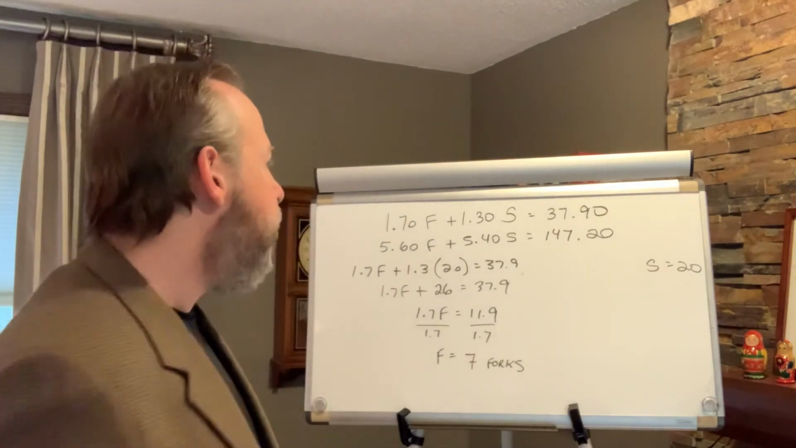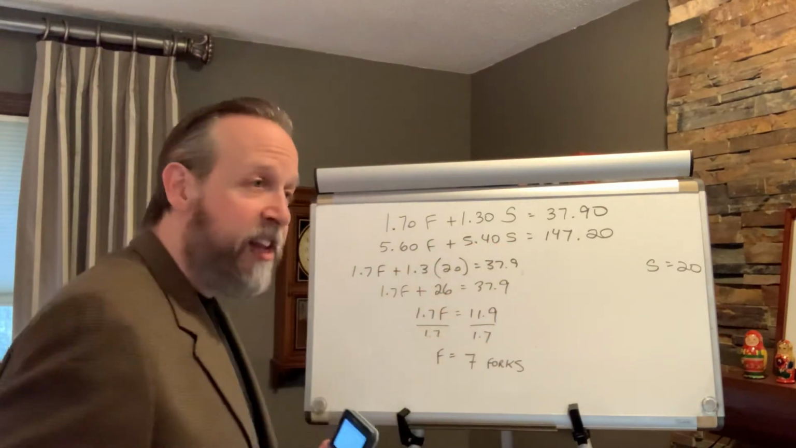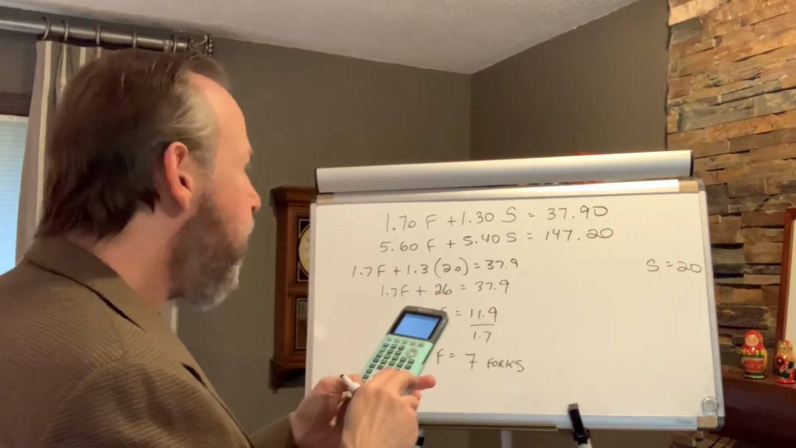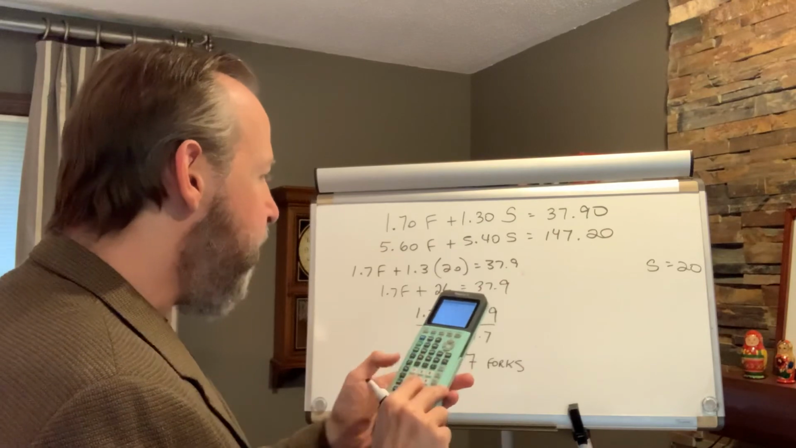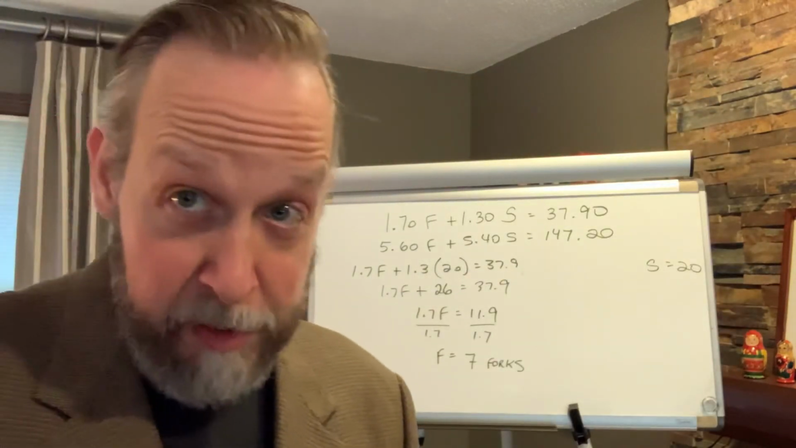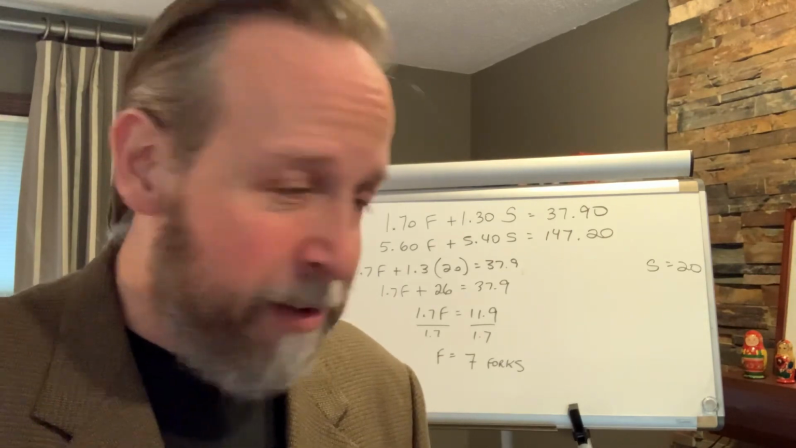If you want to make sure it works, you could plug 7 for F and 20 for S in the second equation, and let's see what you get. I get 5.6 times 7 plus 5.4 times 20. Let's just hope we get 147.2. Hey, look at that. We get 147.2. It worked. This question was awful. I'm not going to give you one like this on a test or a quiz because that's crazy.